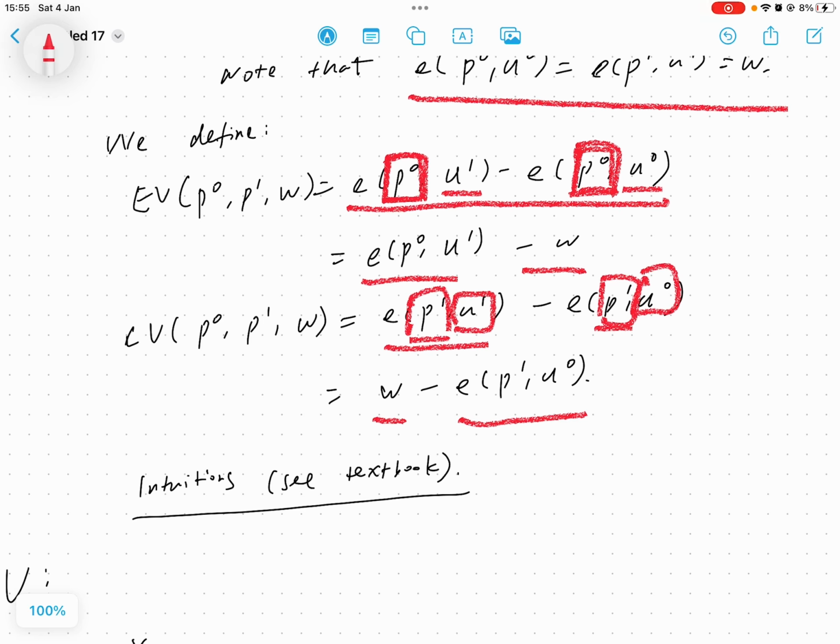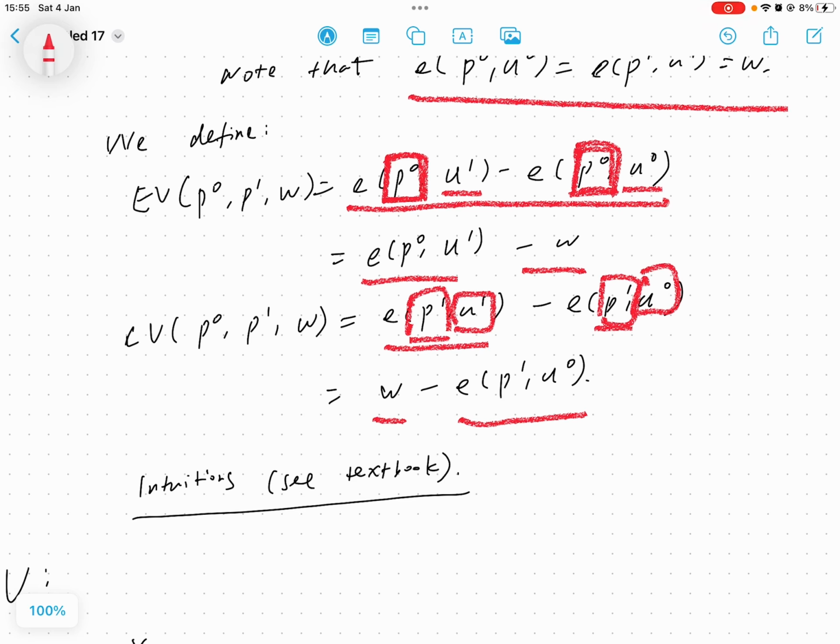So if you want further reading, you can refer to the corresponding section on CV and EV in the textbook, which has some implications written for the definitions of those things. Okay, so in short, let's have a quick look at those explanations.